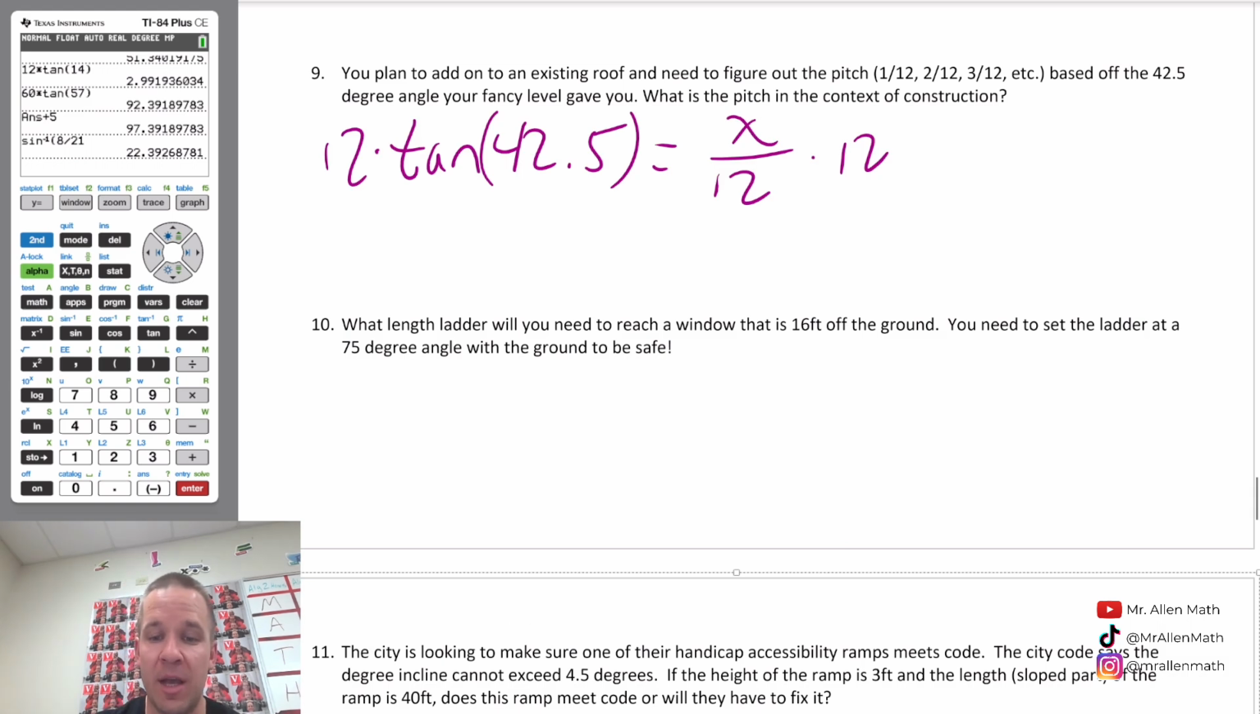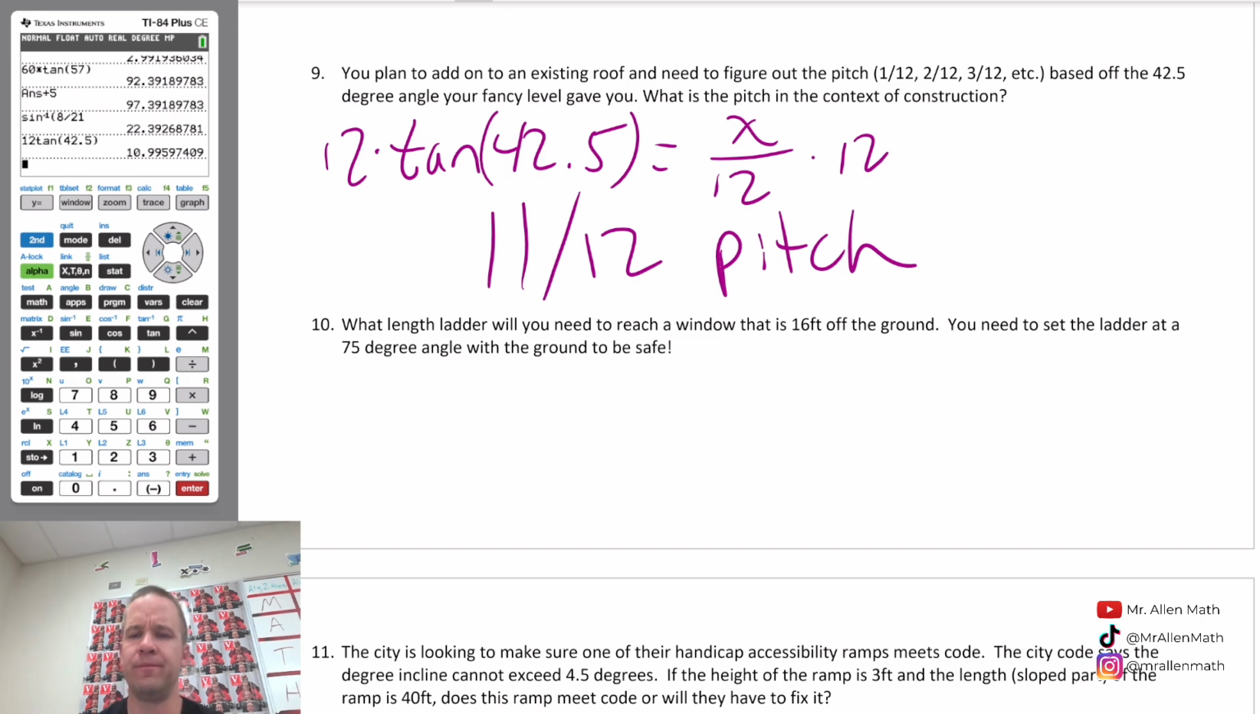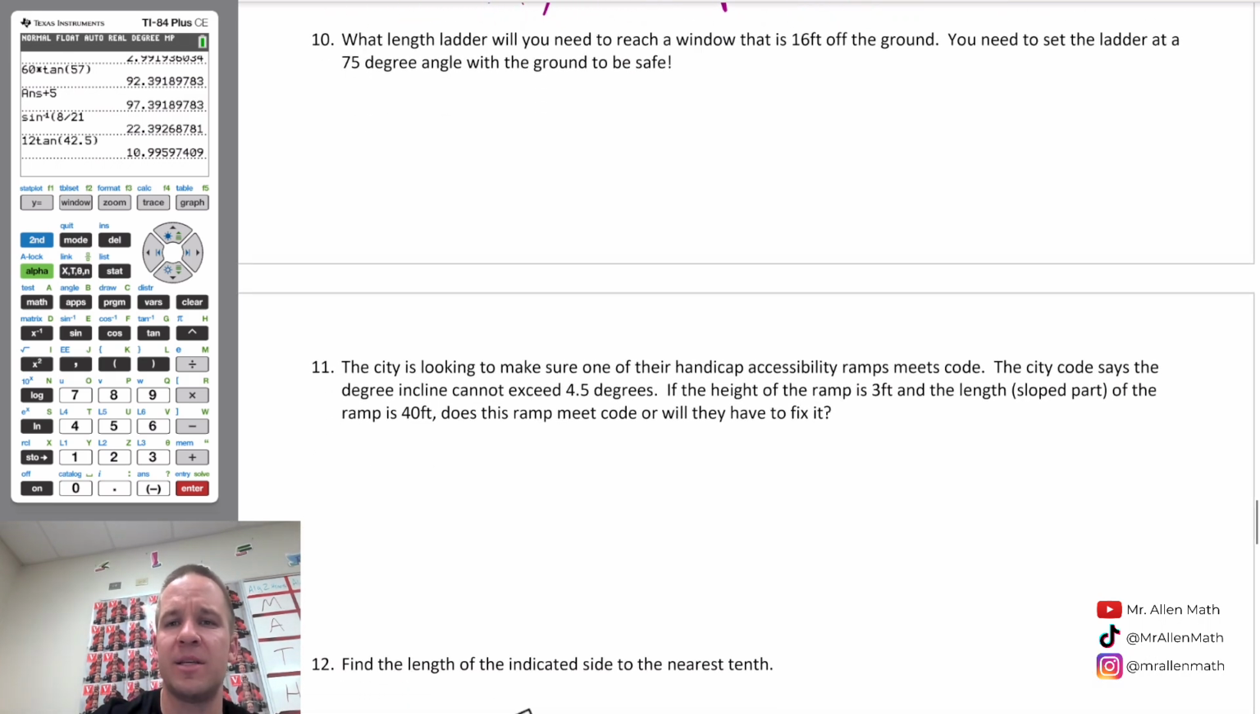So if I type in 12 times tangent of 42.5, close my parentheses, hit enter, I get 10.9959, so 11-12 pitch. Cool. All right, next one. We had one of these as well. So again, I'm going to pause this thing here in a sec.